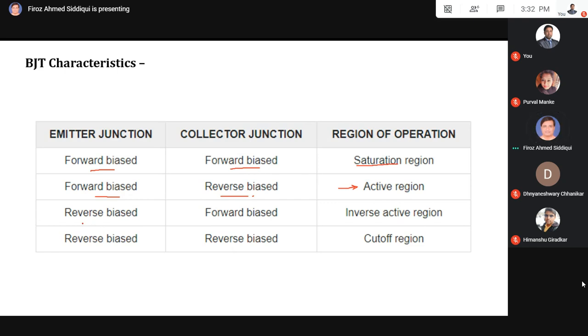And if the emitter junction is reverse biased and the collector junction is forward biased, that means the reverse of the active region, then it is called the inverse active region.